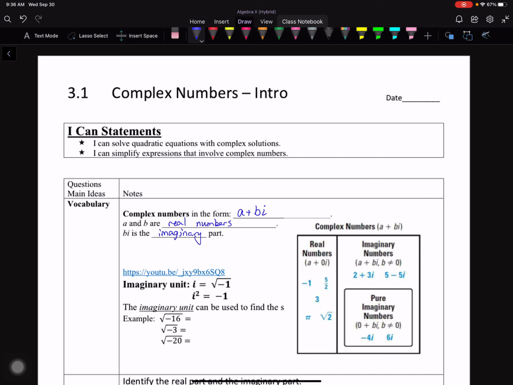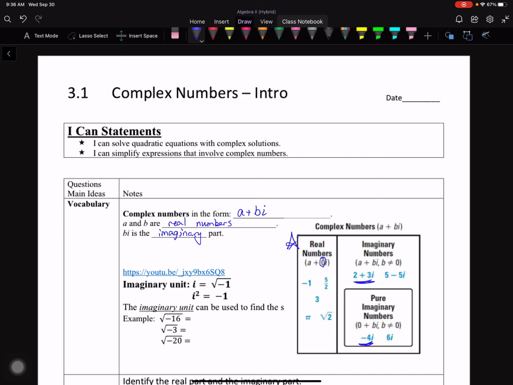Okay, so just to take a look over here, the real numbers would be a plus this b value would be zero, like -1, 5 over 2, 3, pi, square root of 2. Those are all real numbers. Imaginary numbers look like this: 2 plus 3i, 5 minus 5i. The i stands for imaginary.